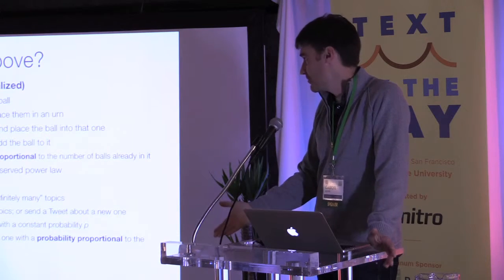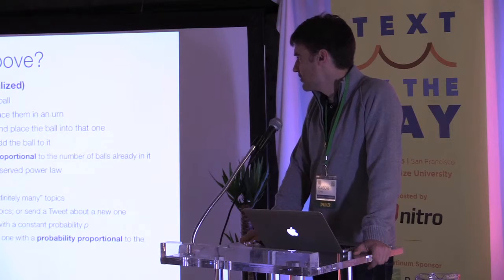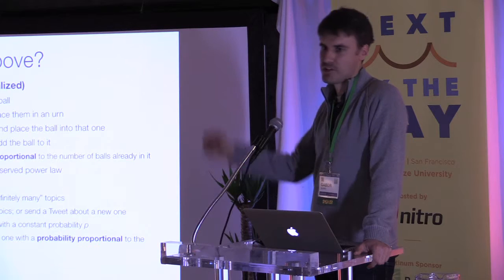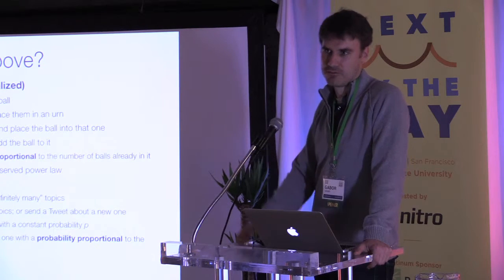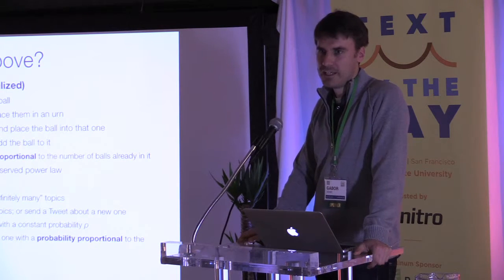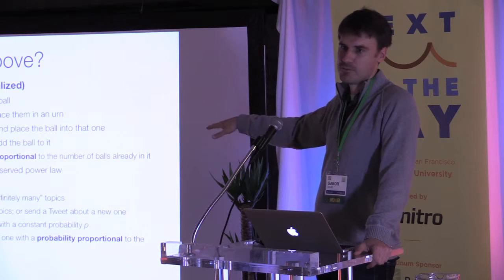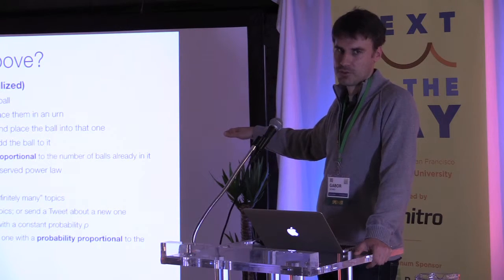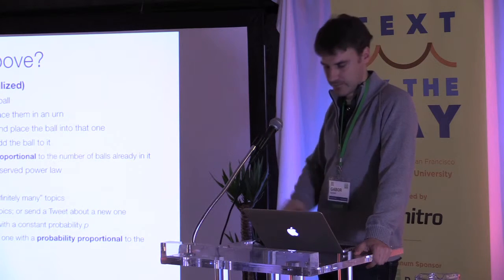So why is this relevant? I mean, why did we do this detour? Basically, if you think about urns as topics and balls as tweets, so a new piece of contribution to that topic, then if you were to run this model, you would get back the exact same kind of power law distribution as you saw in the previous slide here.